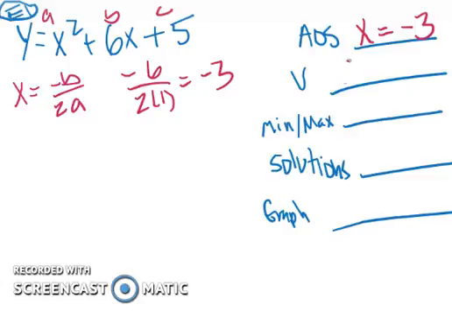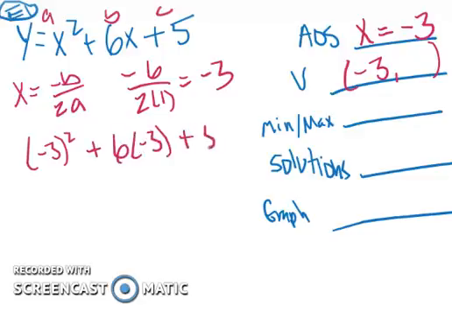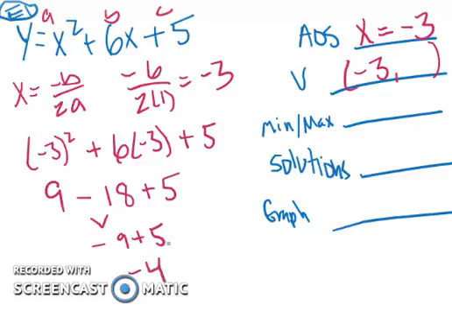Well, the vertex is given to us by that first negative 3. The second part we've got to plug into the equation. So we're going to get negative 3 squared plus 6 times negative 3 plus 5. Negative 3 squared is going to give me 9, minus 3 times that is 18, plus 5. Okay, 9 minus 18 is a negative 9, plus 5, and I'm going to get negative 4. So I get negative 3, negative 4.